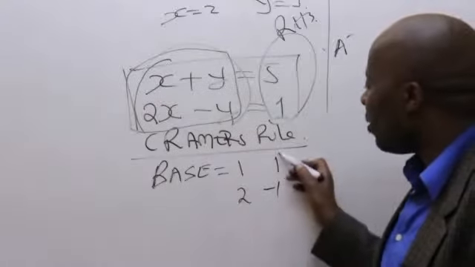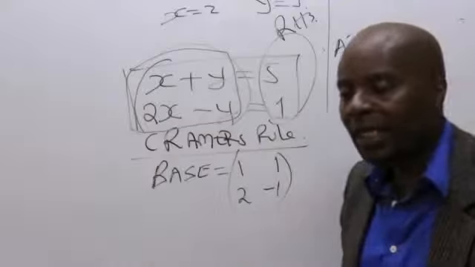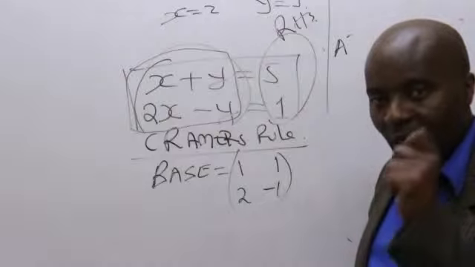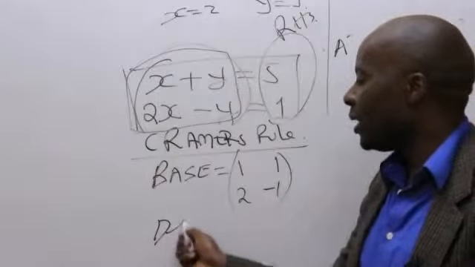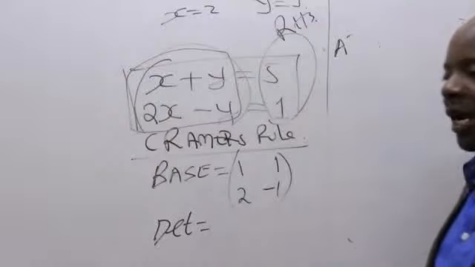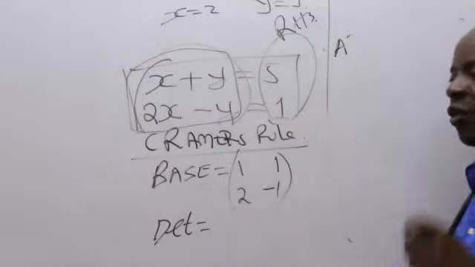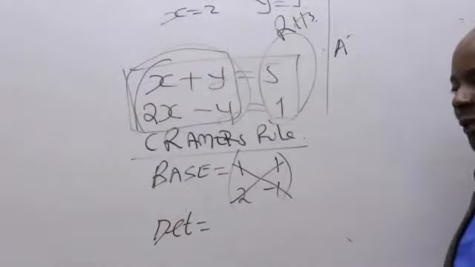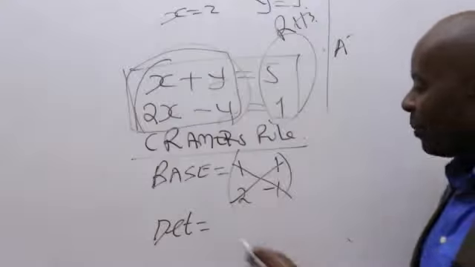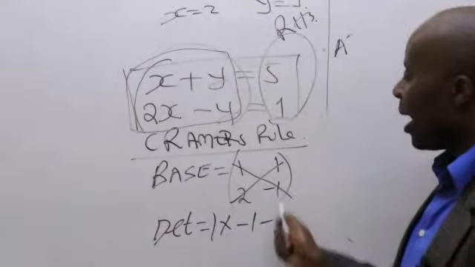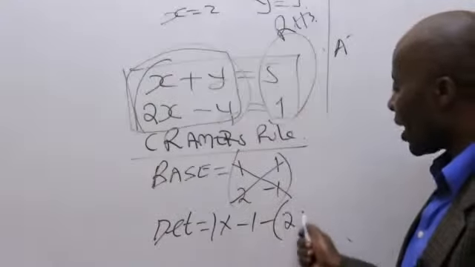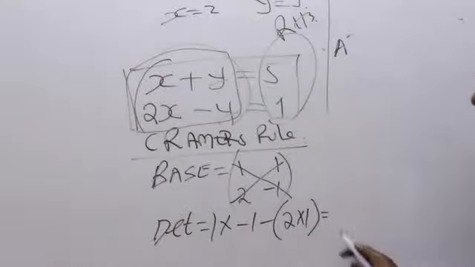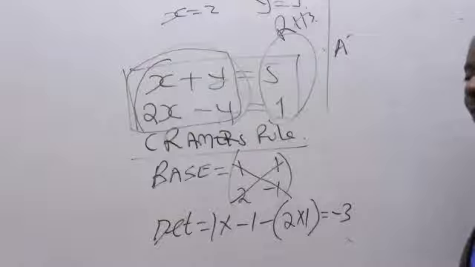Now, ladies and gentlemen, the moment I've been able to define my base like that, I will go straight away to the next step, which is the one of ascertaining the determinant. So go ahead and give me the determinant. Remember, determinant is product of primary minus product of secondary. So 1 times minus 1, minus product of secondary. Secondary, I can see it is 2 times 1, which if I remember very well, Kipro teacher had given me a figure of minus 3.